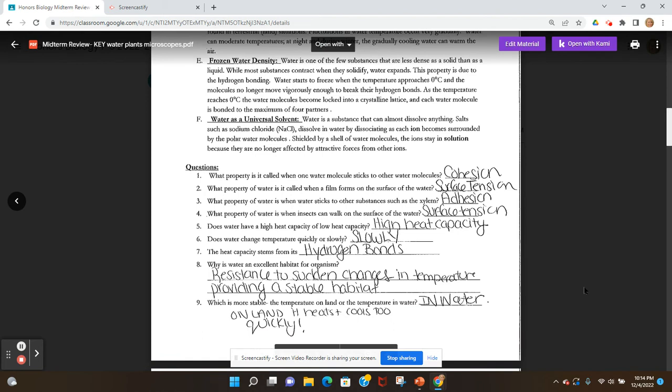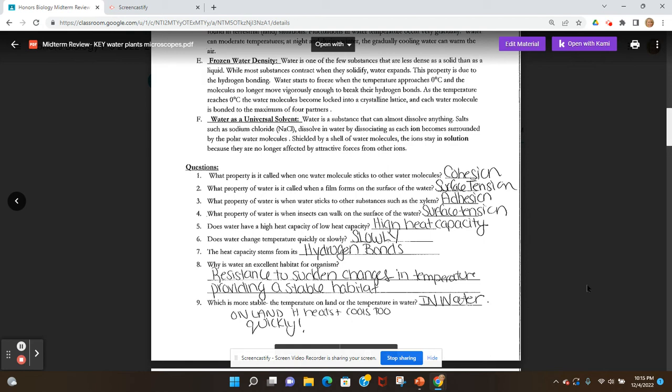What property is it called when one molecule sticks to other water molecules? Cohesion. What property of water is it called when a film forms on the surface of the water? Surface tension. What property of water is when water sticks to other substances such as the xylem? Adhesion. What property of water is when insects can walk on the surface of the water?